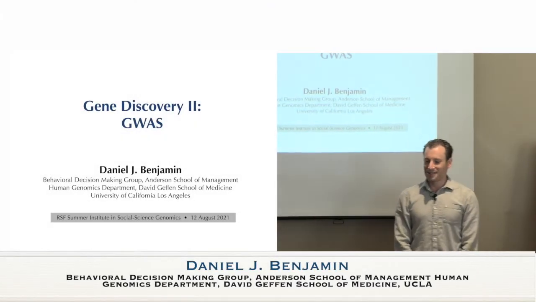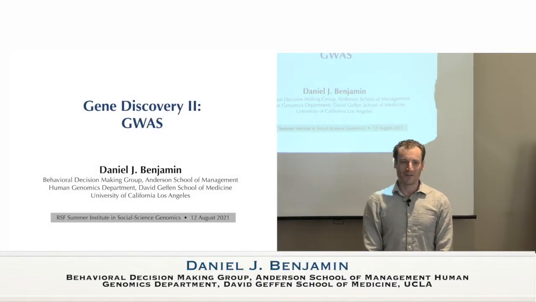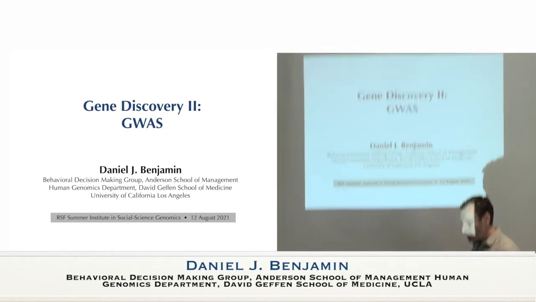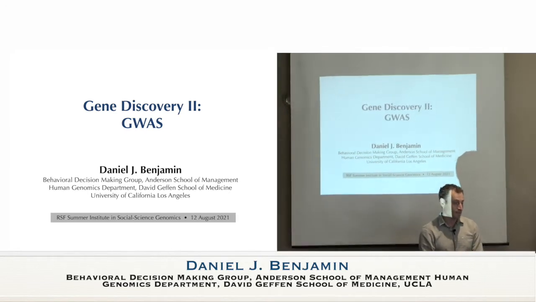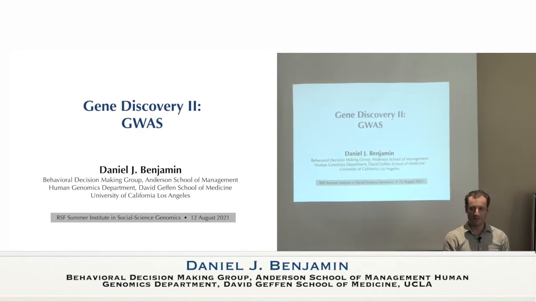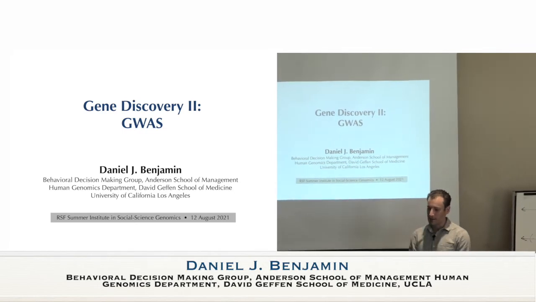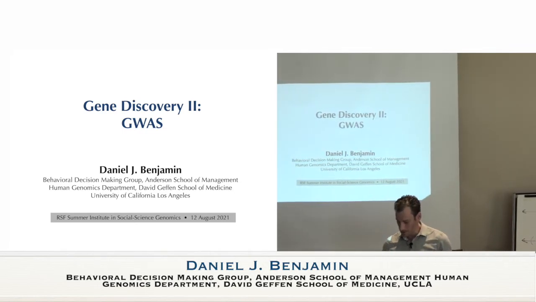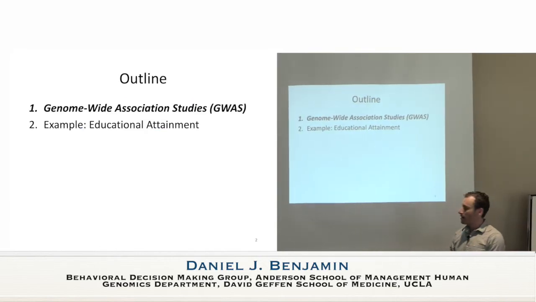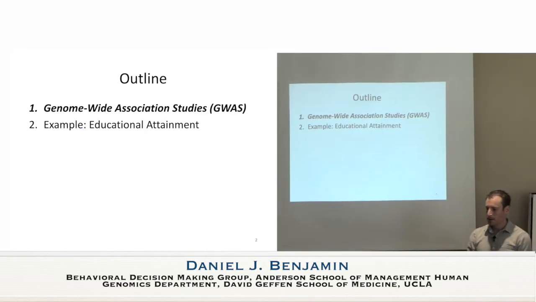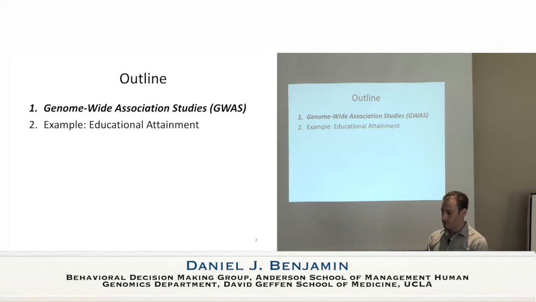So today we're picking up where we stopped yesterday with gene discovery, and we're going to talk about the other major strategy that's been followed in social science genomics, following the example of medical genetics for genome-wide association studies. So we're going to talk first about what GWAS are and how to interpret what comes out of them. And then we're going to go through an example of the GWAS for educational attainment that have been conducted.